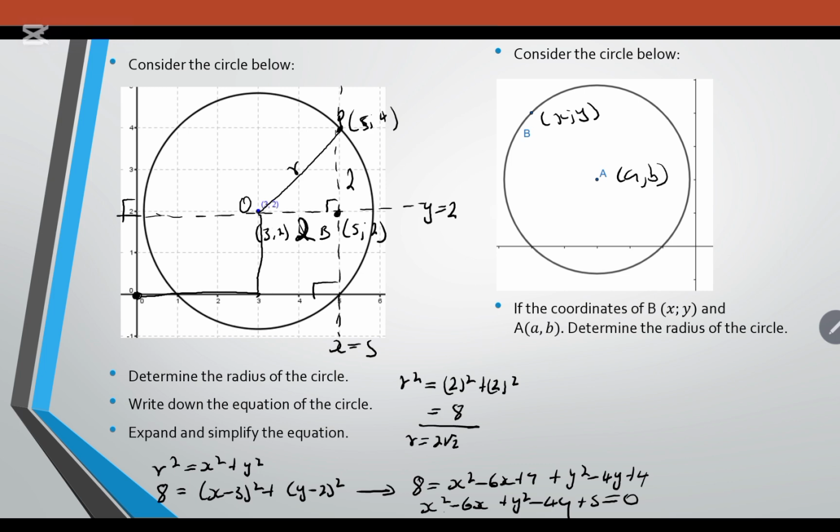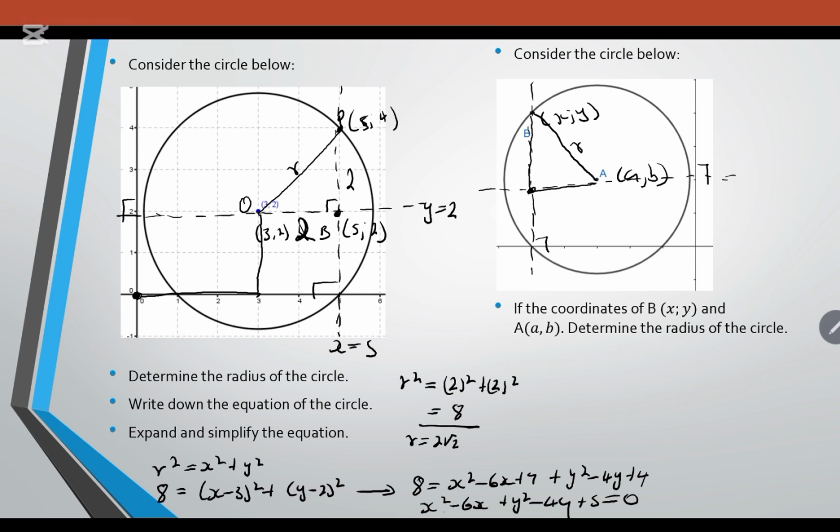So we do the same thing that we have done with the previous circle. Through point B, we draw a vertical line that is perpendicular to the x-axis. And through point A, we draw a horizontal line that is perpendicular to the y-axis. And our radius is the line AB. So this is our radius. For us to determine this radius, we need to find the horizontal length in this right angle triangle and the vertical length in that.